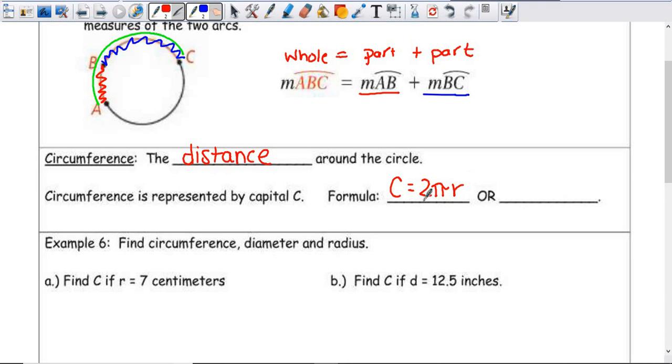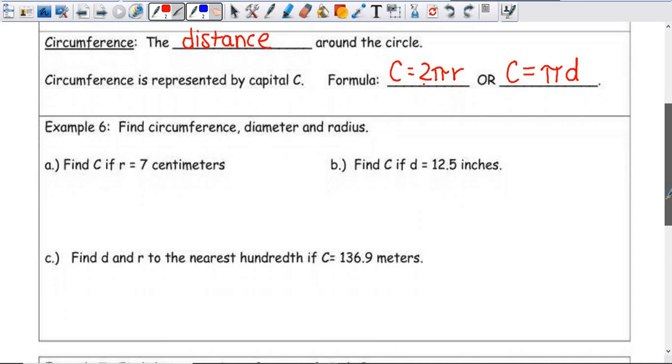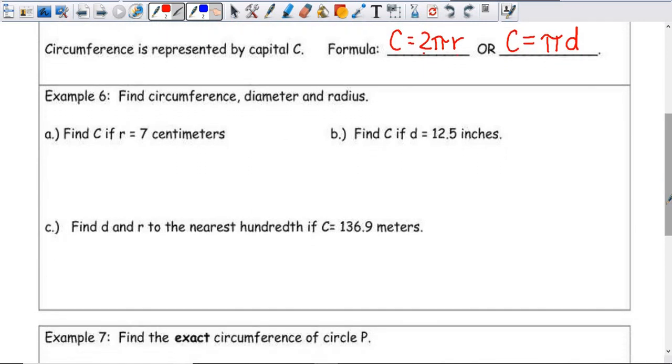But we know that two radiuses make a diameter, so we can also say that circumference is pi times diameter, since diameter is two radiuses. All right, so we can use either one of those formulas depending on what information we're given. So let's use those in these examples. We're going to either be finding circumference, diameter, or radius depending on the question.